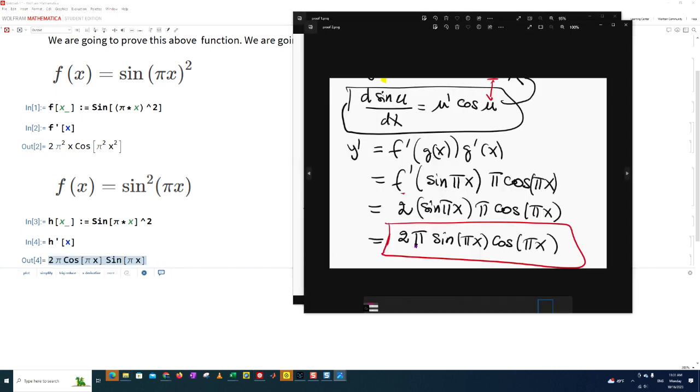So let me bring it. See right here, same thing, 2 pi cosine of pi x times sine of pi x. Well, same thing, because my sine comes before the cosine, but it is the same result. So what we did the other day was right, because we just proved it with Mathematica.